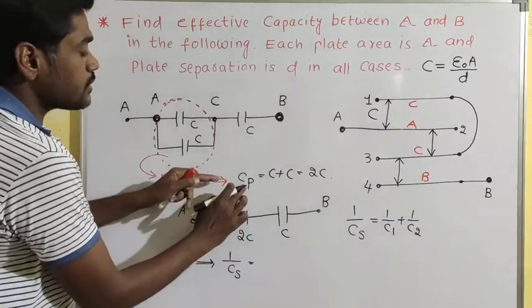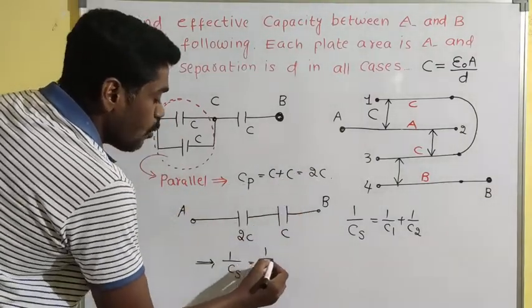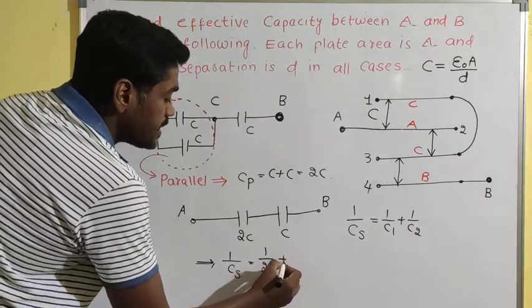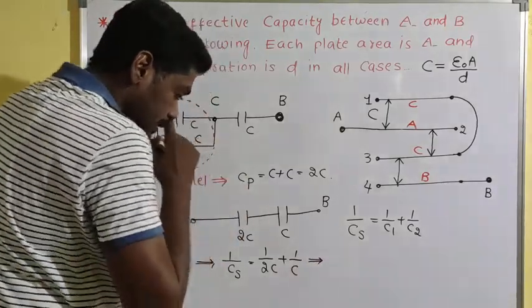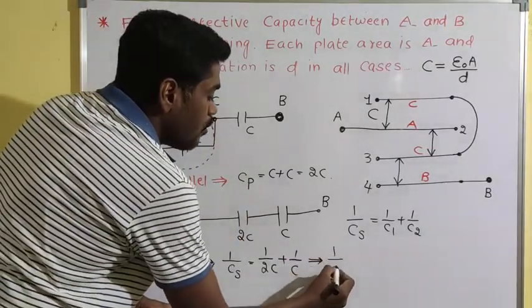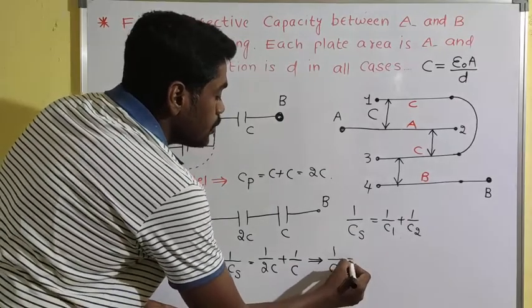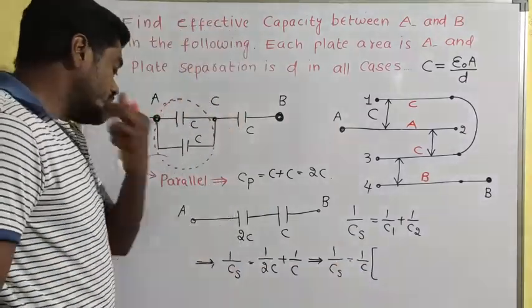1 by CS is equal to 1 by C1. C1 means just substitute the CP, which contains 2C. Therefore 1 by 2C plus 1 by C. Finally, if you take 1 by C as the common factor, 1 by CS is equal to 1 by C times (1 by 2 plus 1).